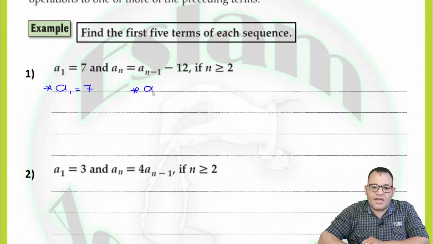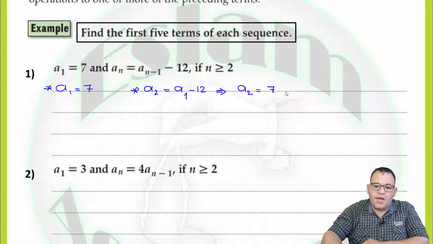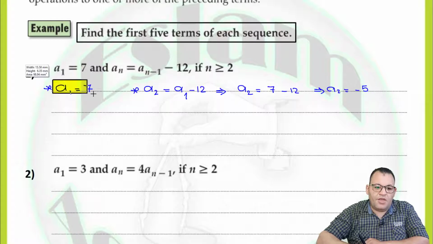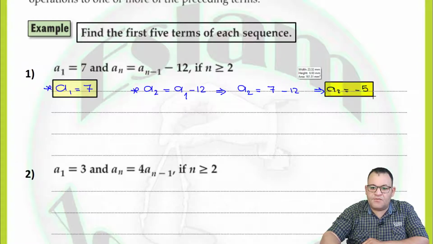Now we need to find the second term, defined by a2. Instead of n, replace it with 2, and we use this formula. So a2 is equal to a2 minus 1 minus 12, which equals a1 minus 12. Now by using substitution, a1 is equal to 7, so 7 minus 12. Then a2 is equal to negative 5. So the first values that we have: a1 equals 7 and a2 equals negative 5.